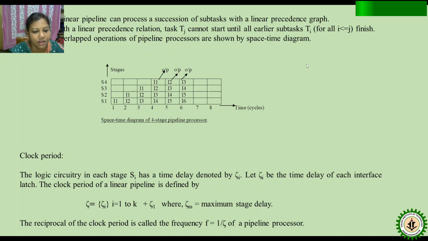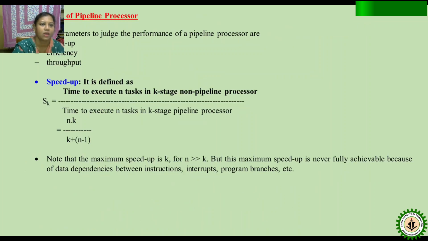The clock period of a linear pipeline is defined by tau equals the maximum of tau i for i equals 1 to k, plus tau l, where tau m is the maximum time delay. The reciprocal of the clock period is called the frequency of the pipeline, f equals 1 by tau.